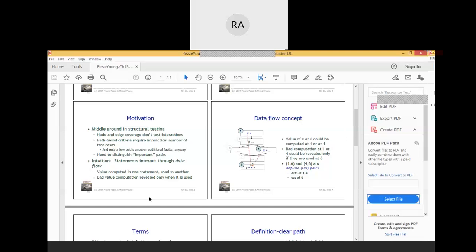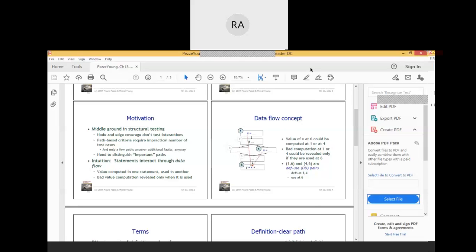Suppose you have declared a variable and you have not made use of it, then you will never get to know about the bad value computation. The computation which involves the usage of the value will not be known to you until and unless you make use of that value of a variable. Okay? And that can be analyzed with the help of data flow analysis.